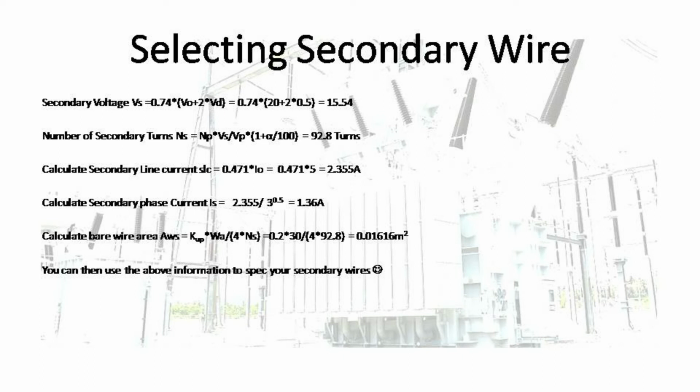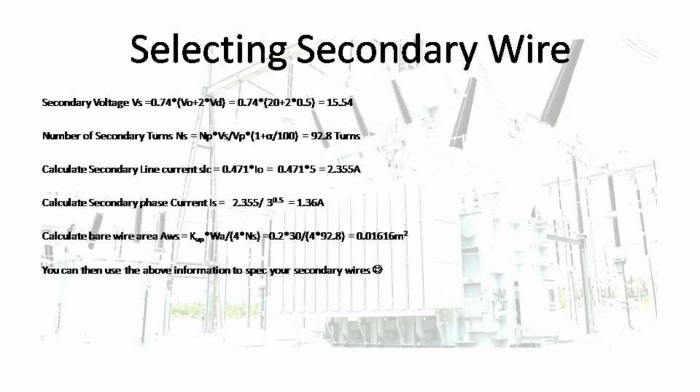Now with the number of secondary turns, it's the same as how you do your primary side, which is you first need to calculate your line current, which is 0.471 times your output current. Again, the reason is that it's a specific transformer configuration, and this is a factor to be used. So again, this might change, so look at your IEEE or IEC standard if you need to spec and design your own transformer. So you plug into the formula, which equates to 2.355 amps, and of course your phase current is just that divided by root 3, which is 1.36 amps.